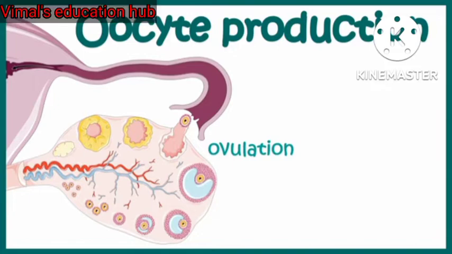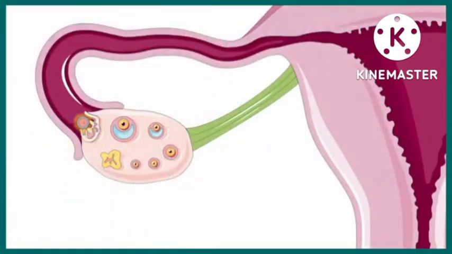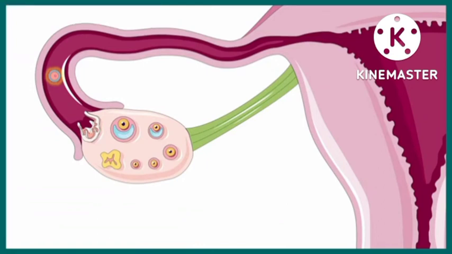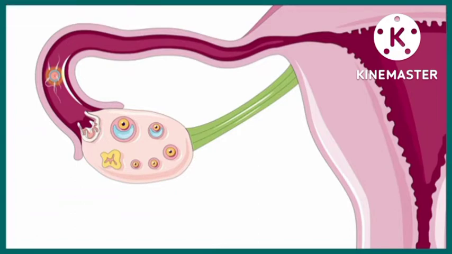Once ovulation has happened, the ovum would try to migrate through the fallopian tube and reach the uterine cavity. Now imagine that at the same time there is sperm present in the female reproductive tract. It would try to fertilize this ovum.